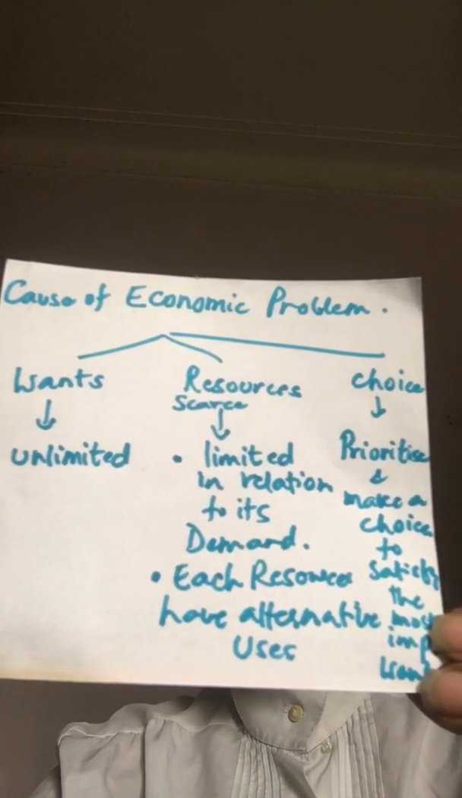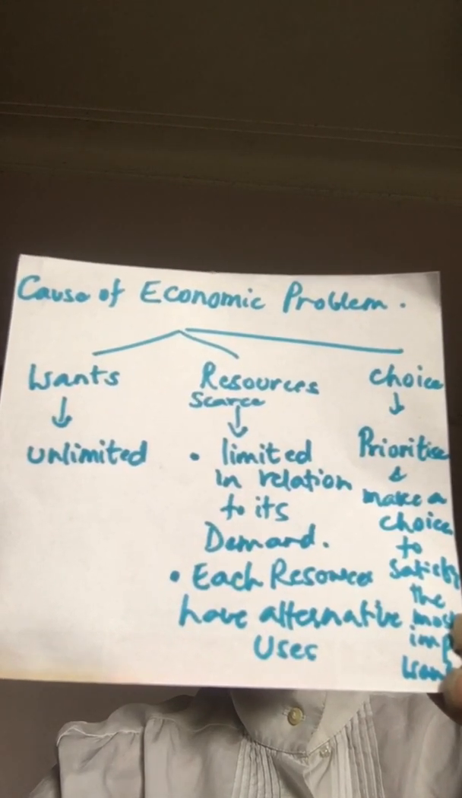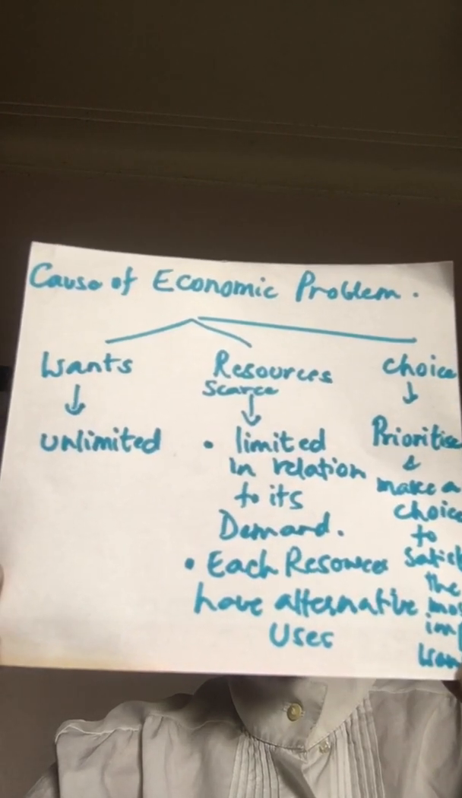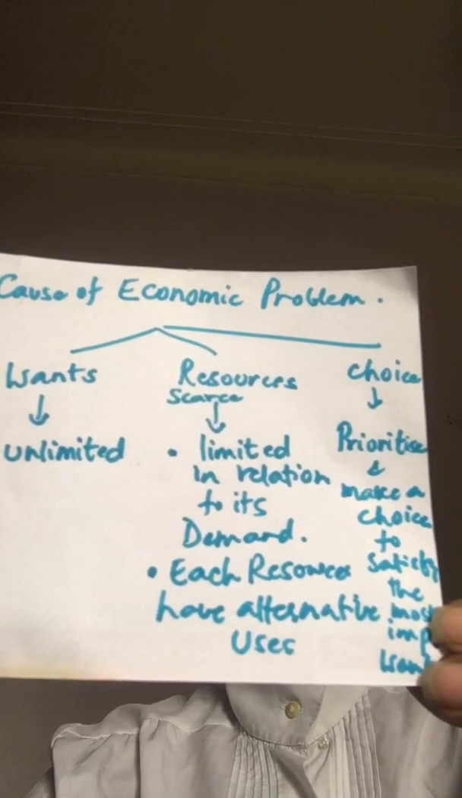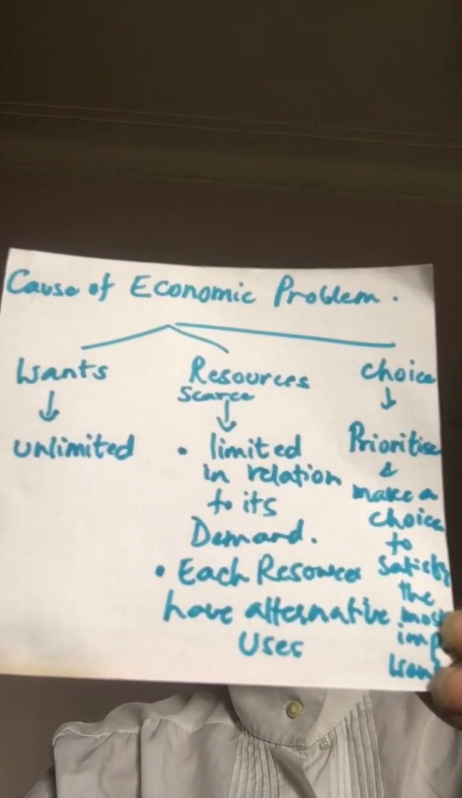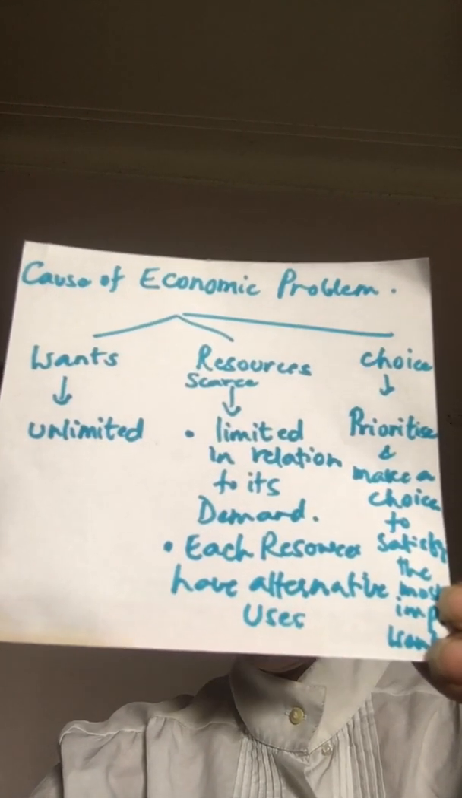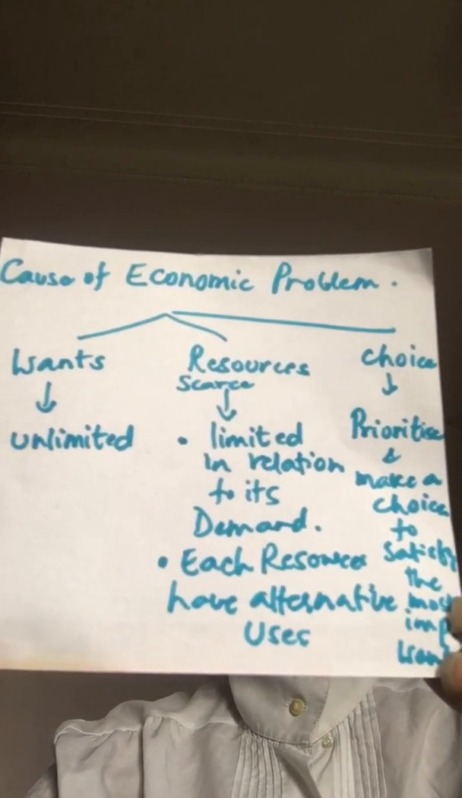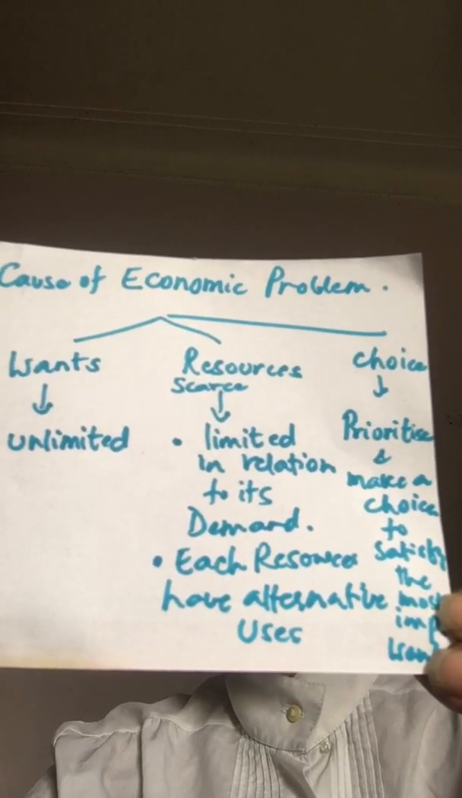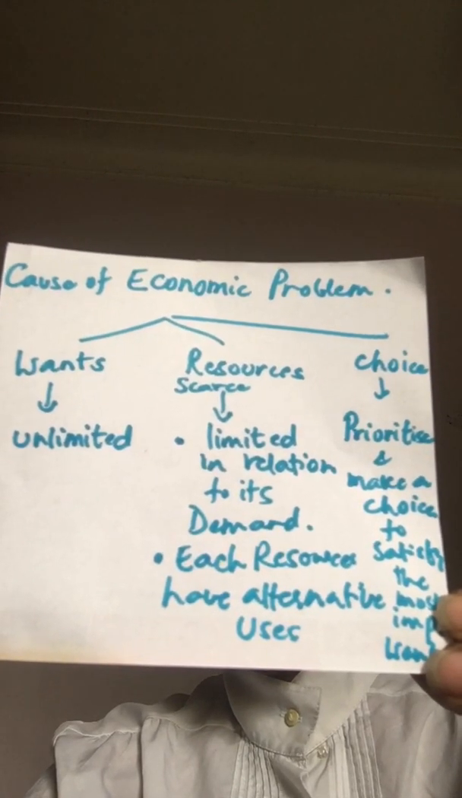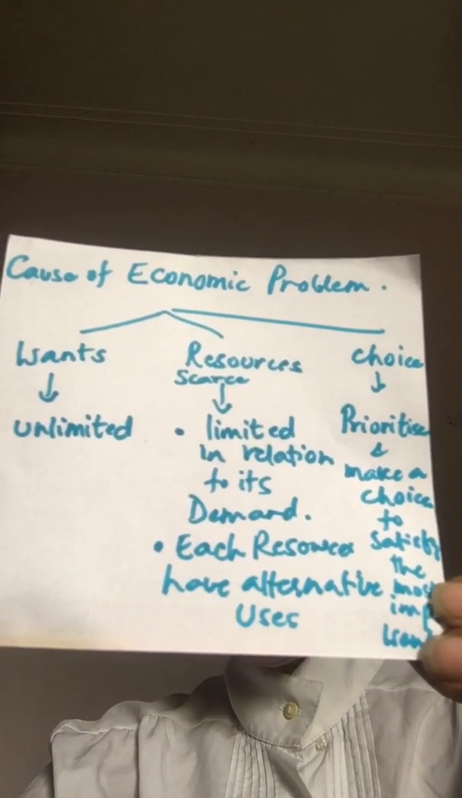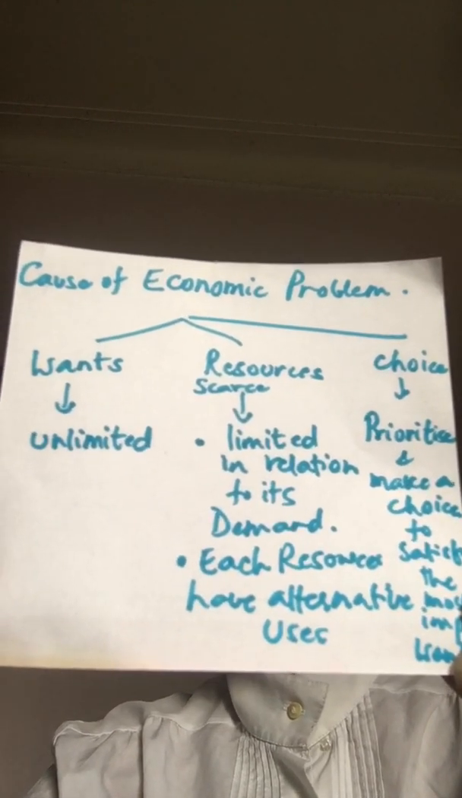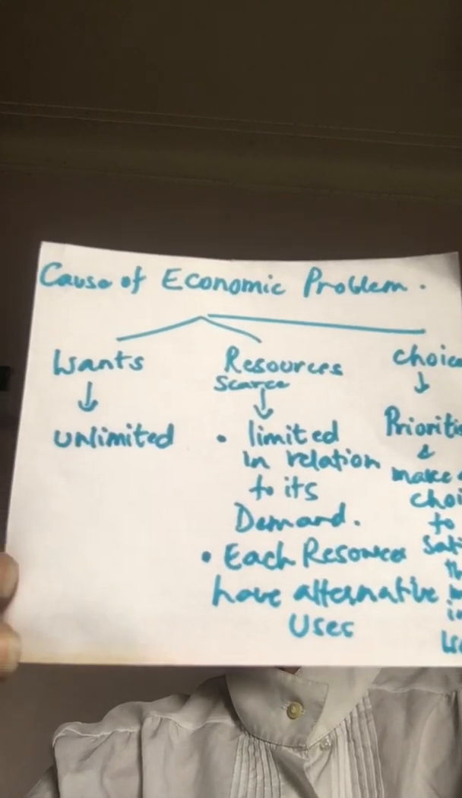And every resource has alternative uses, which means it can be used in any way. If a farmer has a piece of land, he can either grow rice on it or wheat on it or pulses or crops, or he can just sell it and a builder might come and take it from him and a building comes up. So this is what alternative uses are. I hope you've understood what this economic problem is.